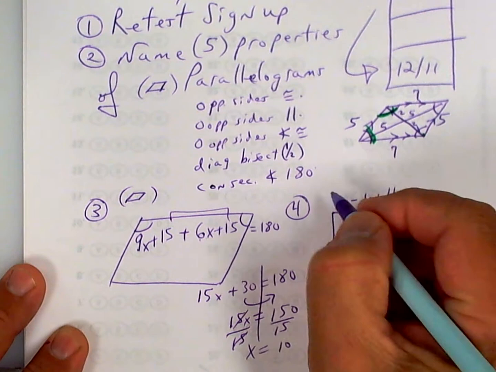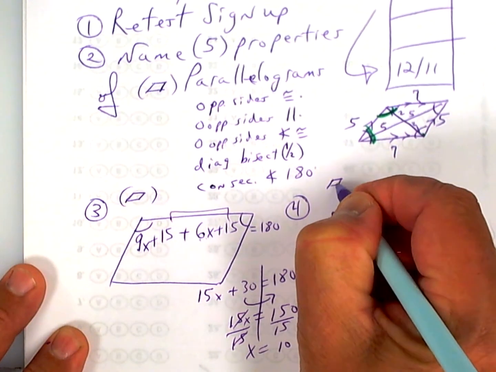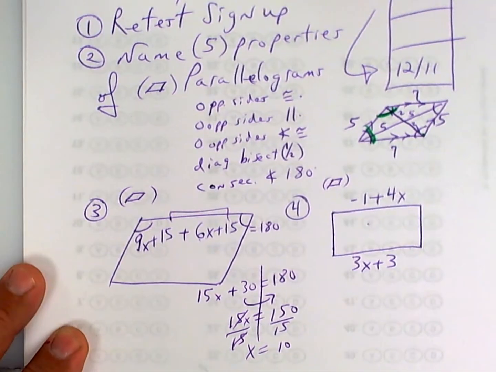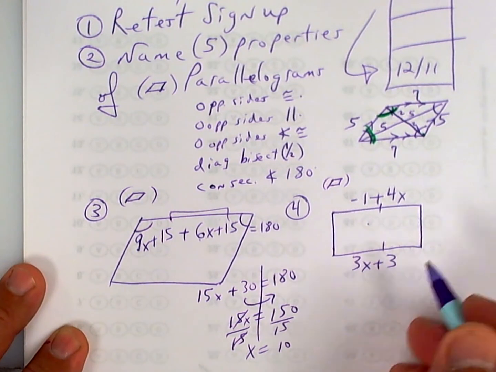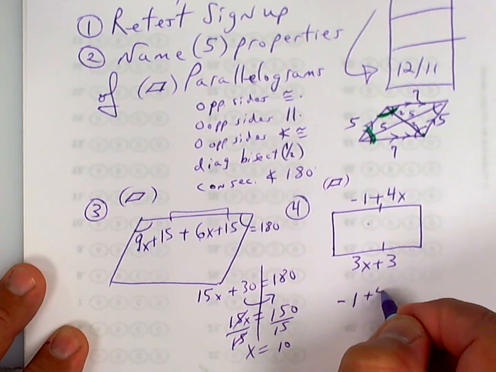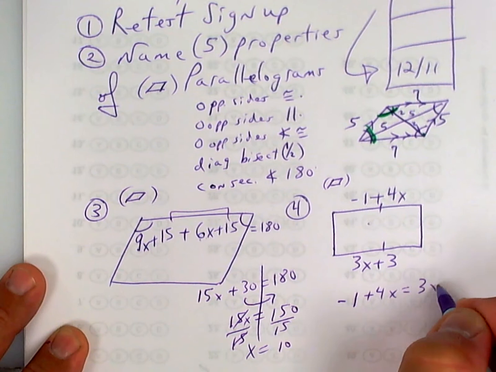This one is a parallelogram, and again, you should see a little symbol like this. So make sure you look for it. These are equal. These are opposite sides. So negative 1 plus 4x is equal to 3x plus 3.